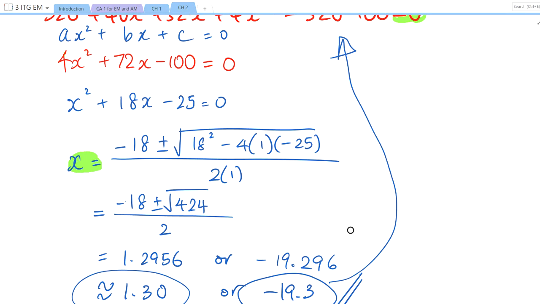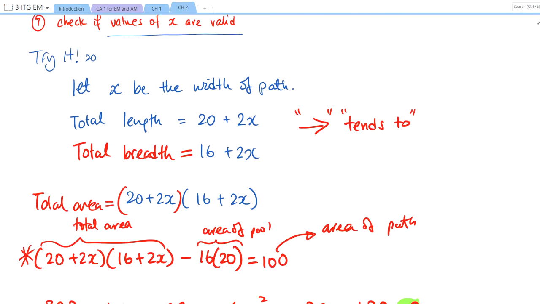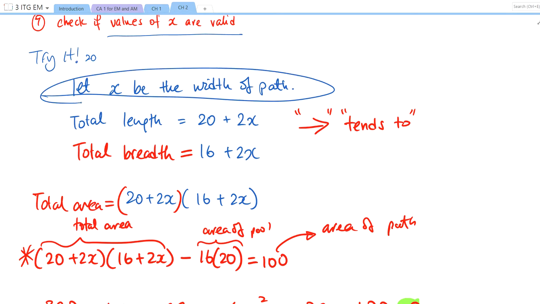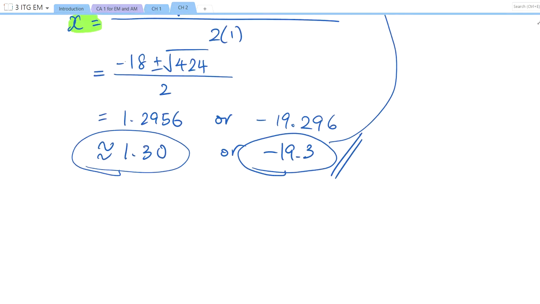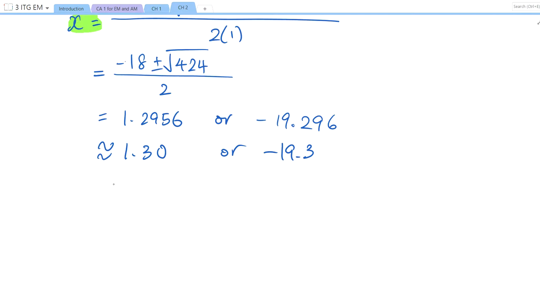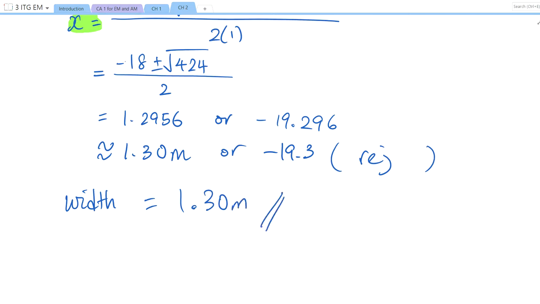However, when you look at what you let x be, let x be the width of the path. If x is the width of the path, how can you have a negative value for the width? Make sense? So what should I do when I come to this stage, for negative 19.3? Yeah, reject. That's it. Okay, and over here, the units are meters. So width equals 1.30 meters.